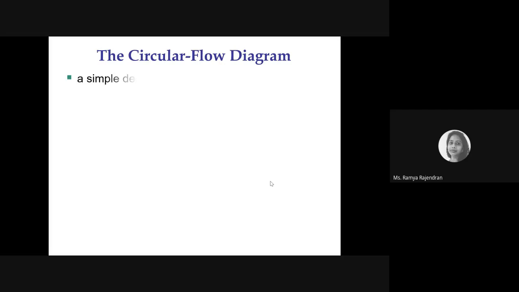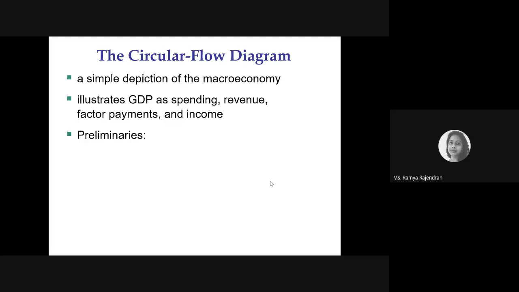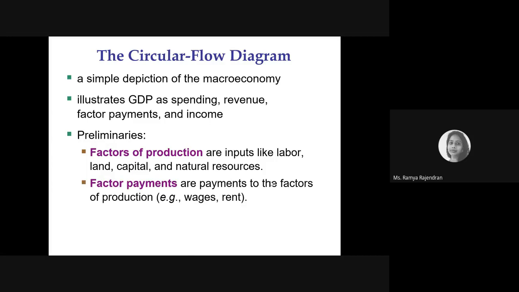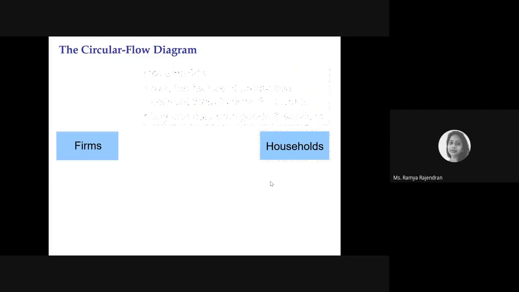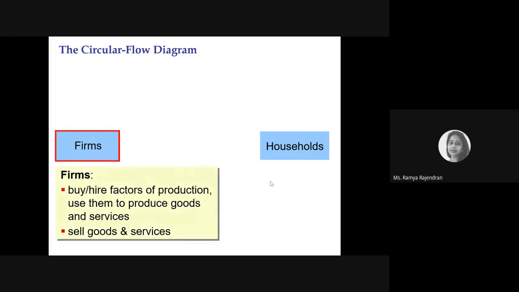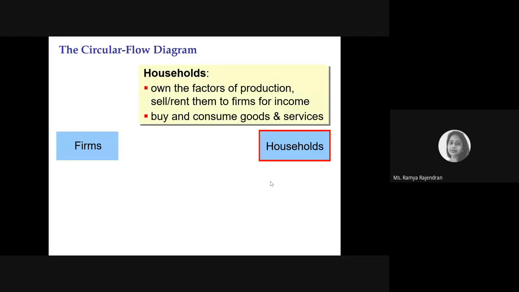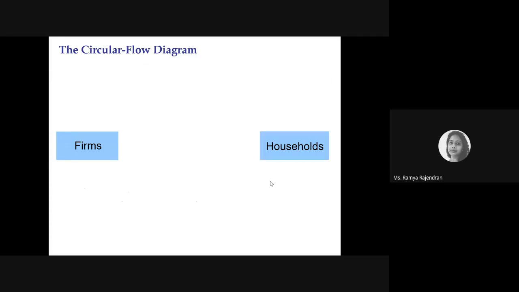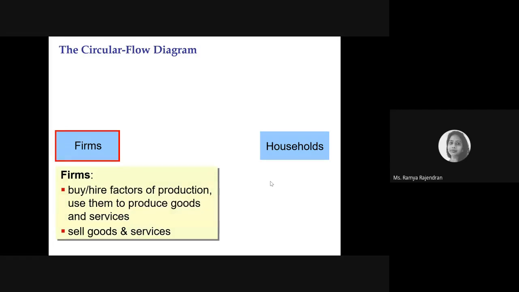Okay, so you should all remember this circular flow diagram. I think we discussed it very long back. We discussed factors of production, and how households and firms work, right? Households own the factors of production. They have the labor, but they buy and consume the goods and services which the firms produce, whereas the firms buy the factors of production, use the laborers to produce goods and services, and sell them to the households. So that's how they're related to each other.